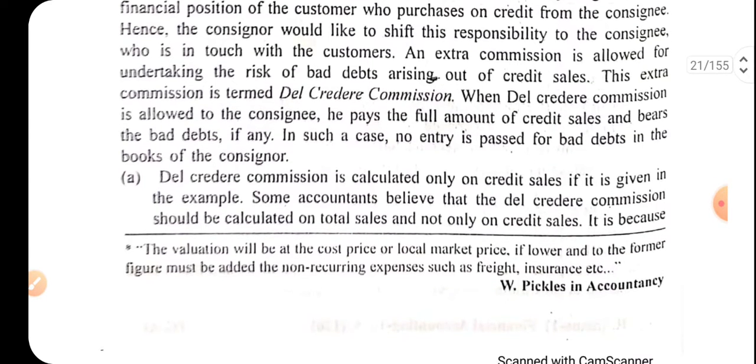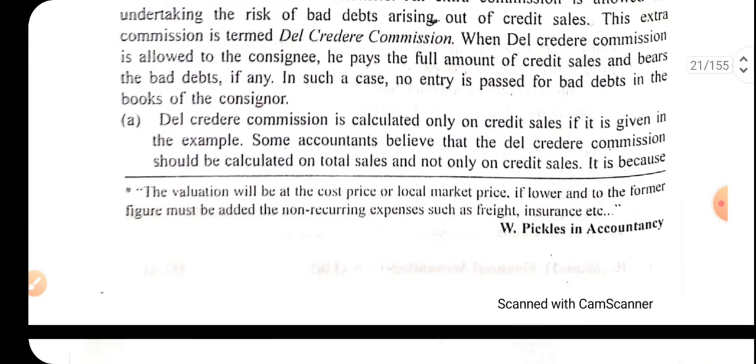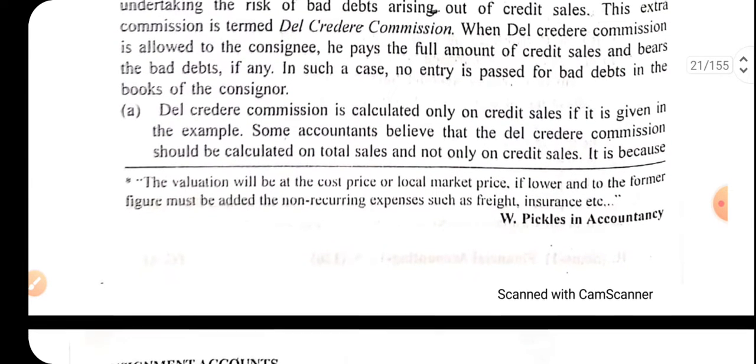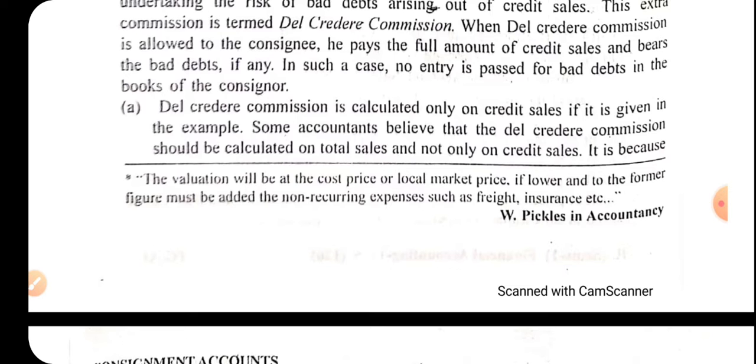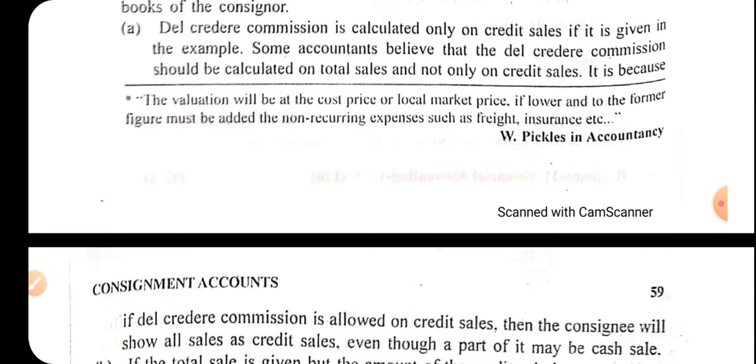So simply, when the consignor is paying Del Credere Commission to the consignee, it is the situation that the consignee has sold the goods on credit, and if any kind of loss happens, any kind of bad debts arises, at that time the responsibility for such bad debts is taken by the consignee himself, not by the consignor. The consignor is giving extra commission, and this extra commission is considered as Del Credere Commission. The Del Credere Commission is calculated only on credit sale if given in the example. Some accountants believe that the Del Credere Commission should be calculated on the total sale also.